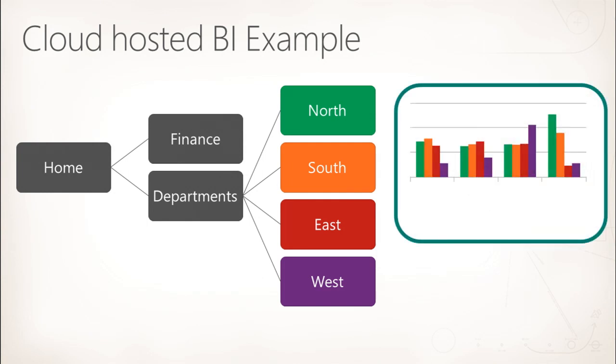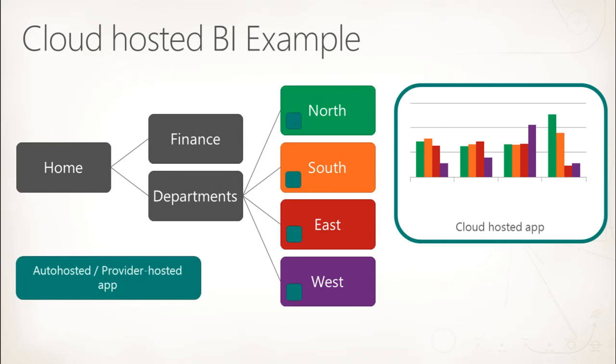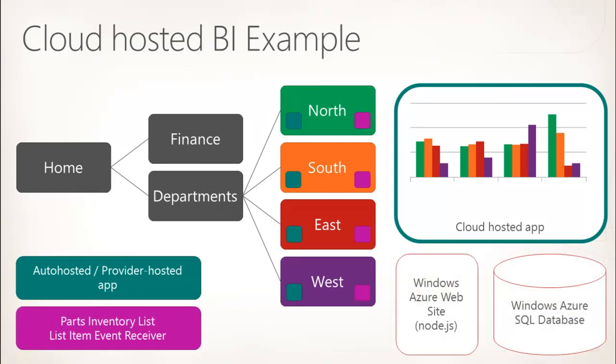And you would love to be able to take that data. As you can see, the charts correspond to the colors of the data related to the north, south, east, and west here. What you can do is deploy an auto-hosted or a provider-hosted app into each one of those particular site collections or sub-sites. That auto-hosted app can deploy an inventory list. So we saw, or provider-hosted, whatever kind of app you want here.